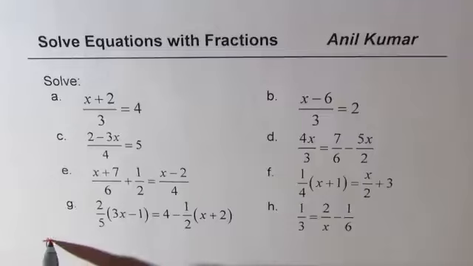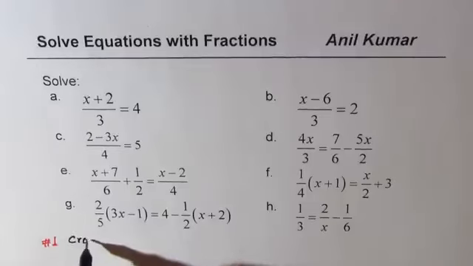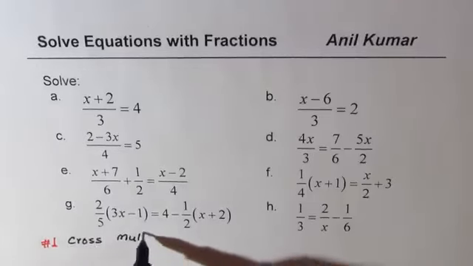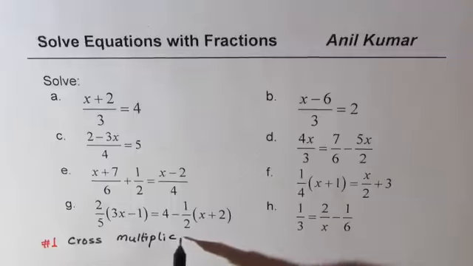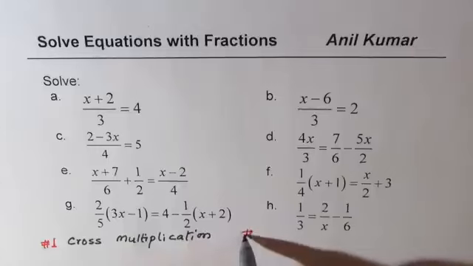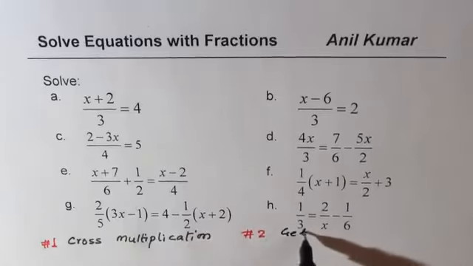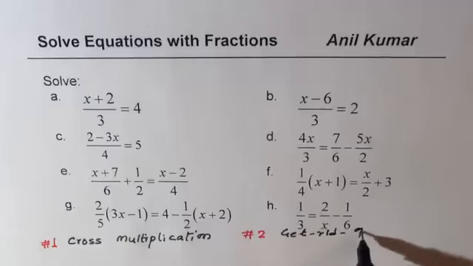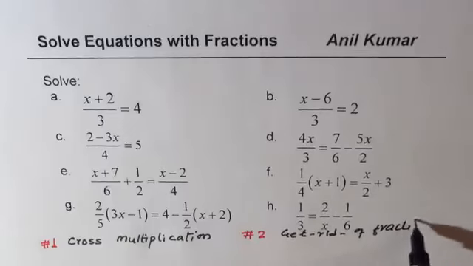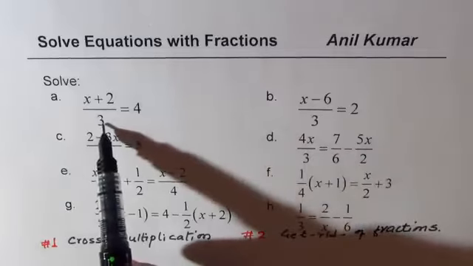Let me call strategy 1 as cross multiplication. And strategy 2 as get rid of fractions. Now cross multiplication also helps to get rid of fractions. Let's say the number is 3 here. We'll just take it on the other side. So we'll get rid of 3 from the left side.